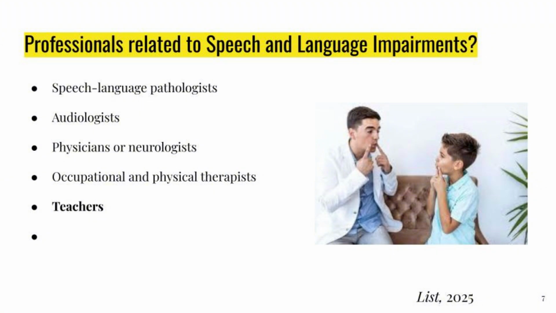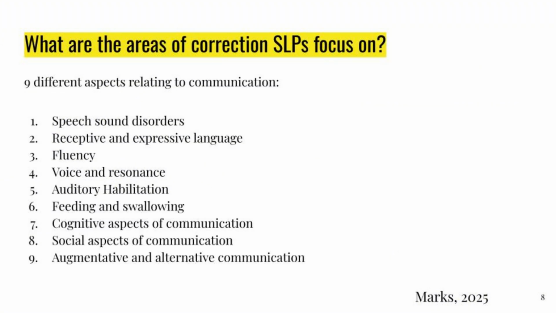As a teacher, it is important that you observe and log information that can help your student's speech-language pathologist develop a learning plan that can be used in the IEP. There are 9 different areas of correction that SLPs focus on: speech sound disorders, receptive and expressive language, fluency, voice and resonance, auditory habilitation, feeding and swallowing, cognitive aspects of communication, social aspects of communication, and augmentative and alternative communication.